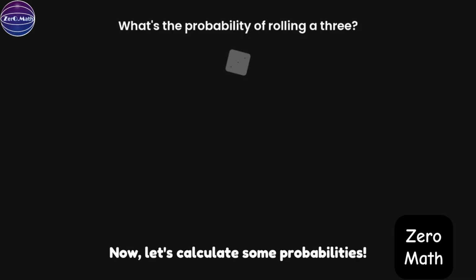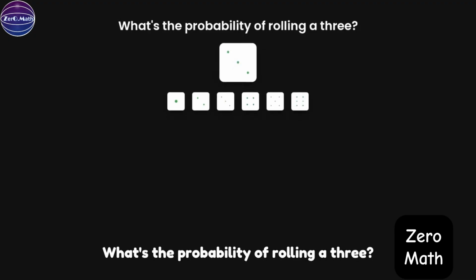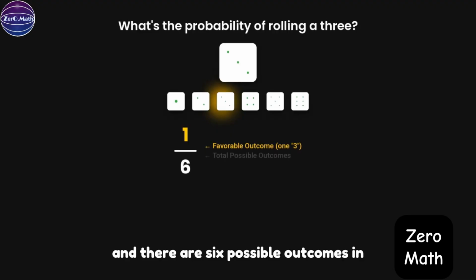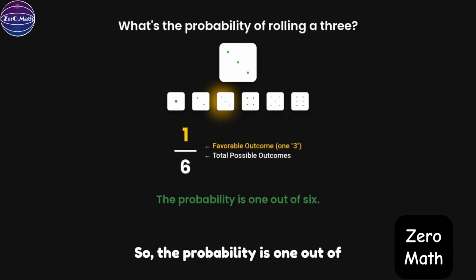Now let's calculate some probabilities. What's the probability of rolling a 3? There's only one 3 on a dice, and there are 6 possible outcomes in total. So the probability is 1 out of 6, or 1/6.